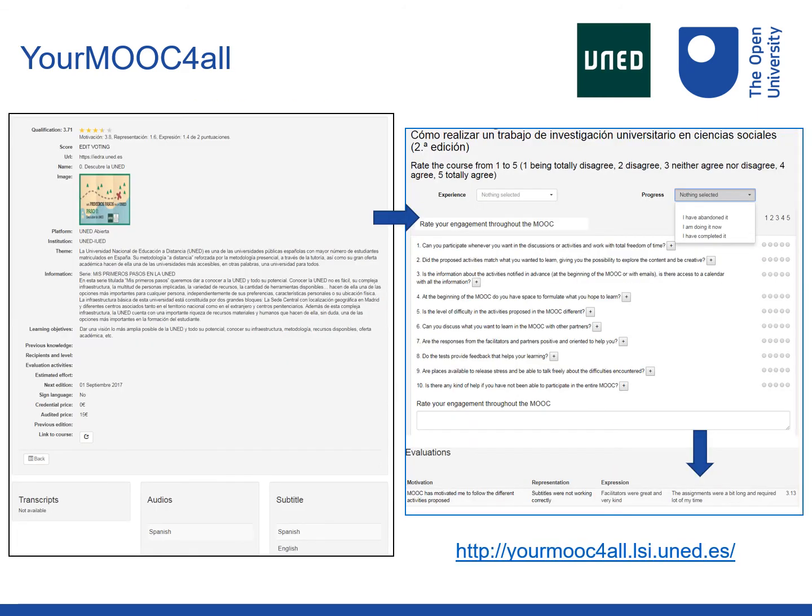In this screenshot, we can briefly see how it works. So we have the qualification of the course, and basic information, and information regarding accessibility. For example, if it has transcripts, audios in different languages or multi-language, and subtitles, and as well how to evaluate it. So there are several aspects that can be considered in terms of the evaluation of the MOOC regarding universal design for learning.